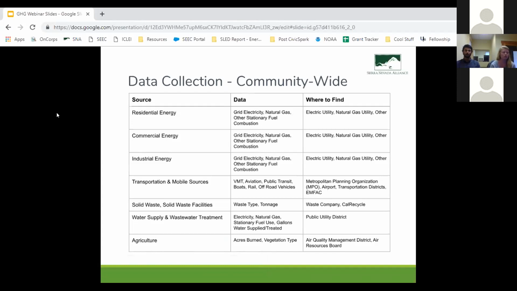And then another large source of emissions would be transportation and mobile sources. You're going to want to be really careful about double counting, so when inputting data, make sure that things are not accounted for twice. And also, every community is different and won't necessarily have all of these activities. South Lake Tahoe, for example, will have a significant amount of emissions from recreational boating activity, but very little to no emissions from agriculture or industrial energy.